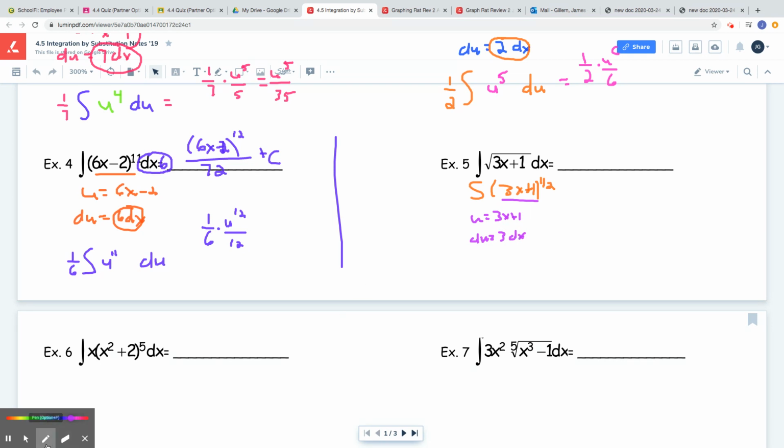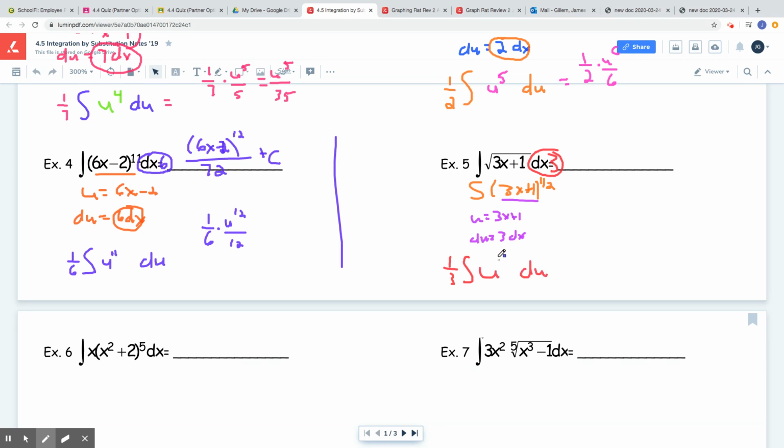We then try to make sure all of this is in there. We're missing a 3, so I add in the 3. I rewrite the 1/3 on the outside. So instead of writing the square root of u, I'm going to rewrite this, because our du, which is 3 dx, is right there.